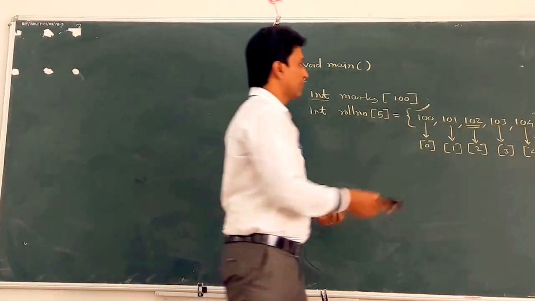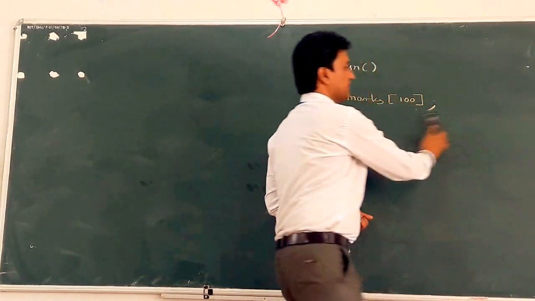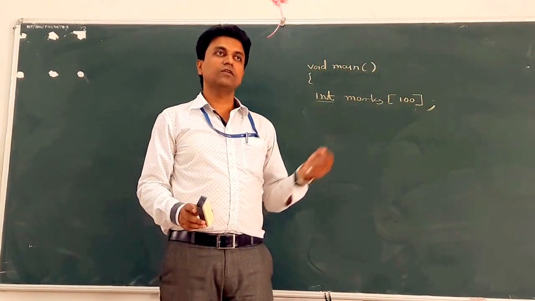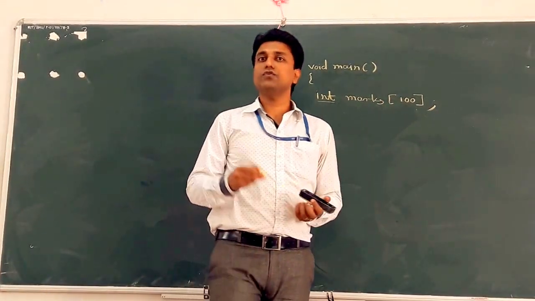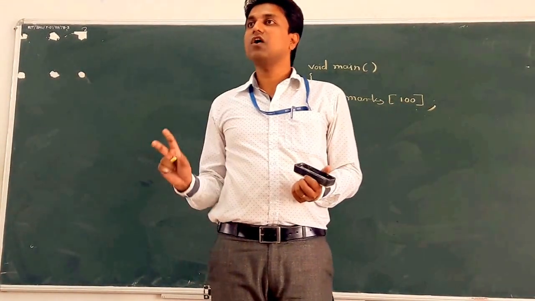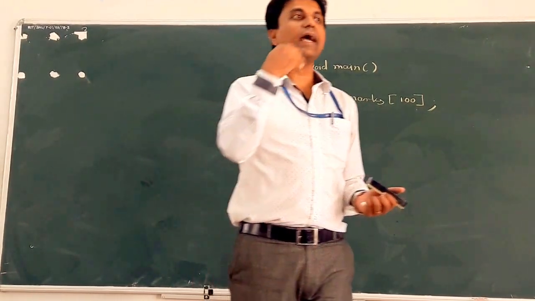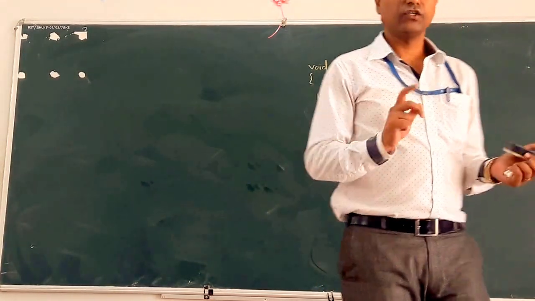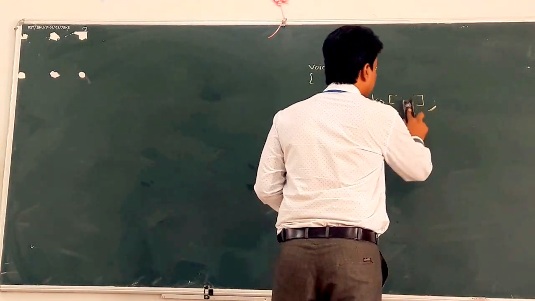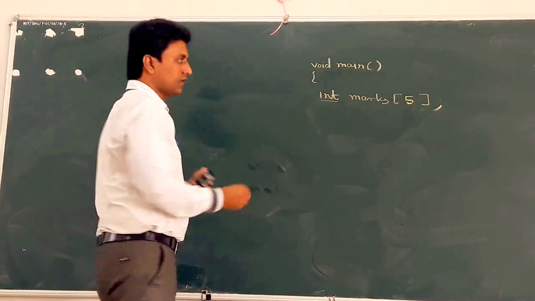Next, how can we assign values to particular array members? For example, we want to store marks of 5 students in the array marks. And what we do is add all those marks and take the average of the marks. We want to display the average. So first, declare the array of marks of 5.